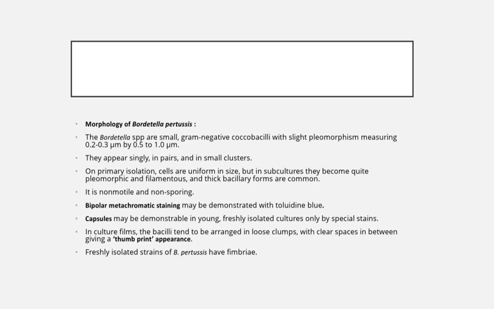In culture films, the bacilli tend to be arranged in loose clumps with clear spaces in between, giving a thumbprint appearance. The freshly isolated strains of B. pertussis have fimbriae.